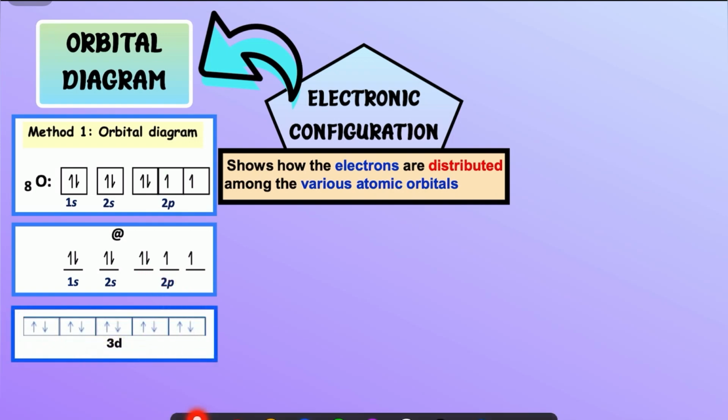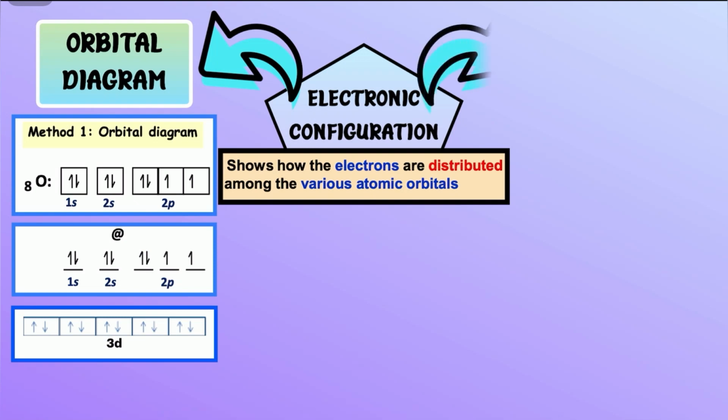And this is the example for the 3d. 3d has 5 orientations, for example -2, -1, 0, +1, and +2. So it shows that for the orbital diagram, it has 5 boxes, and you label it with the 3d. This is how to write the electronic configuration by using the orbital diagram.